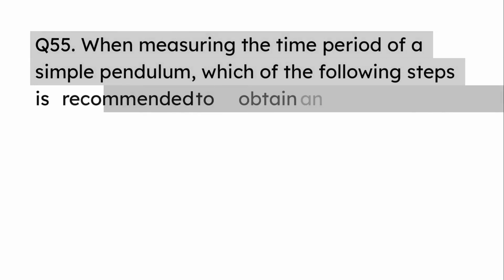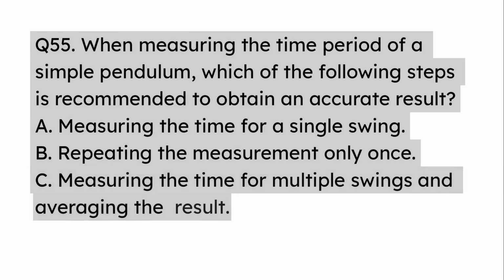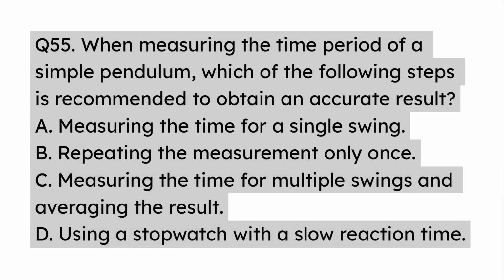Q55. When measuring the time period of a simple pendulum, which of the following steps is recommended to obtain an accurate result? A. Measuring the time for a single swing. B. Repeating the measurement only once. C. Measuring the time for multiple swings and averaging the result. D. Using a stopwatch with a slow reaction time.